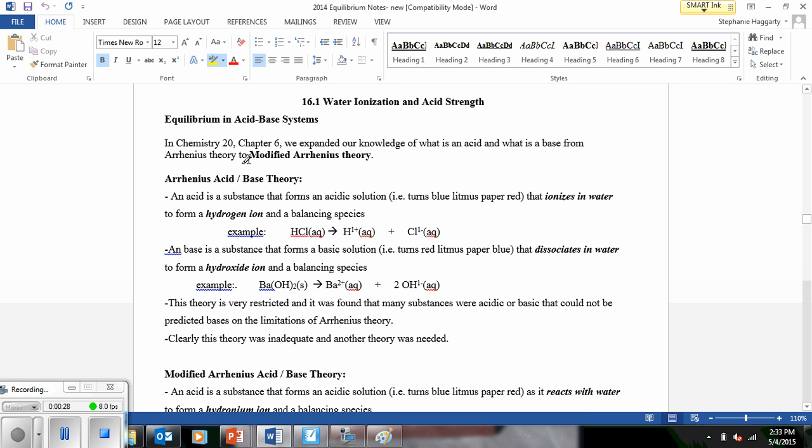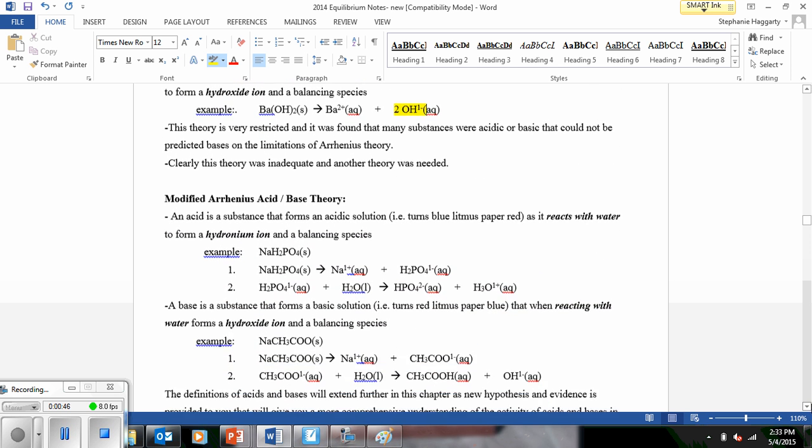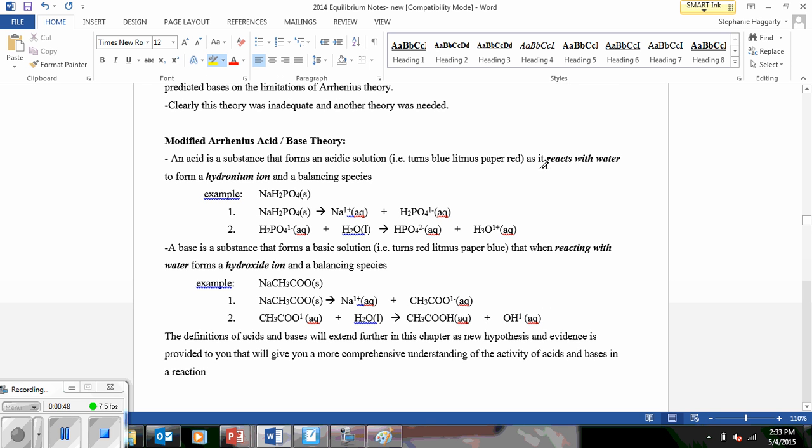What Arrhenius said was that acids ionize in water to produce H plus in solution, and that bases dissociate, or dissolve, to produce hydroxide in solution. The problem was this didn't always explain the behavior of certain substances. So we modified Arrhenius's theory a little bit to say that, in fact, this is a reaction with water, so we need to show that water is a reactant.